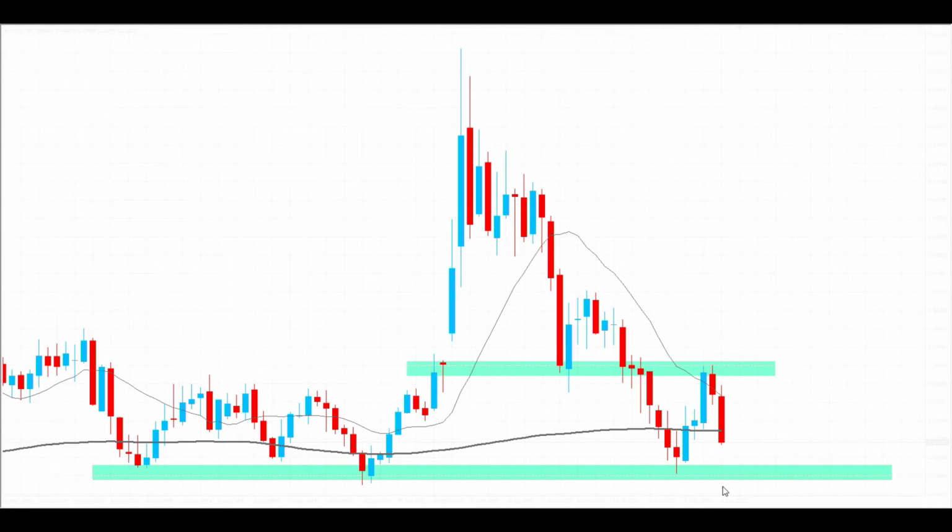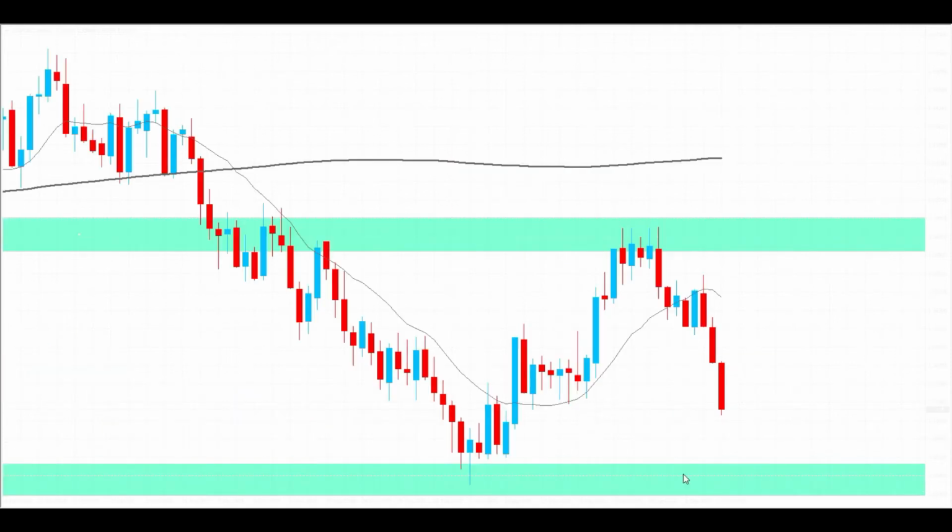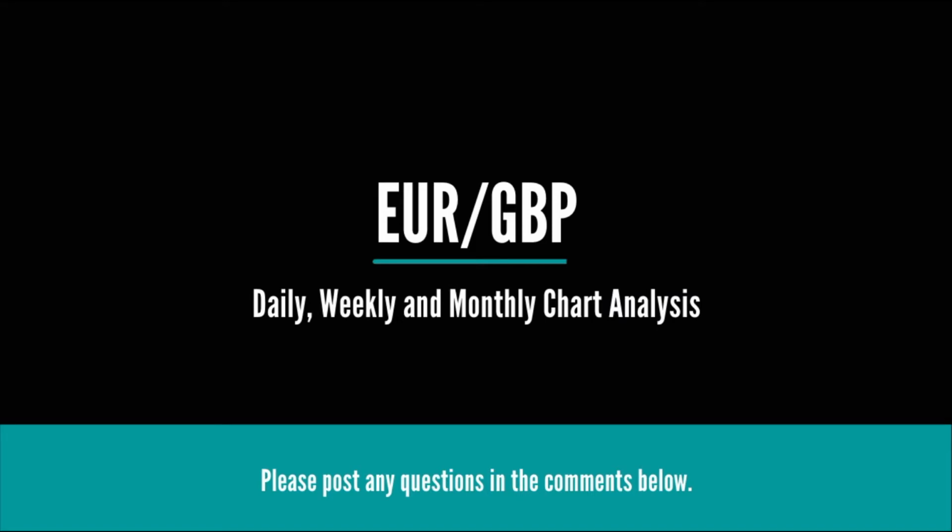So again, we could expect that to act as support as long as we get some nice bullish price action. But ultimately, from a daily point of view, it looks like we're heading back down to contest that area. So again, you can be looking for the pullbacks as price makes those lower lows, and then possibly look for some longs if you do get some nice price action at this level in the market down there. Next, we're going to move on to Euro GBP.